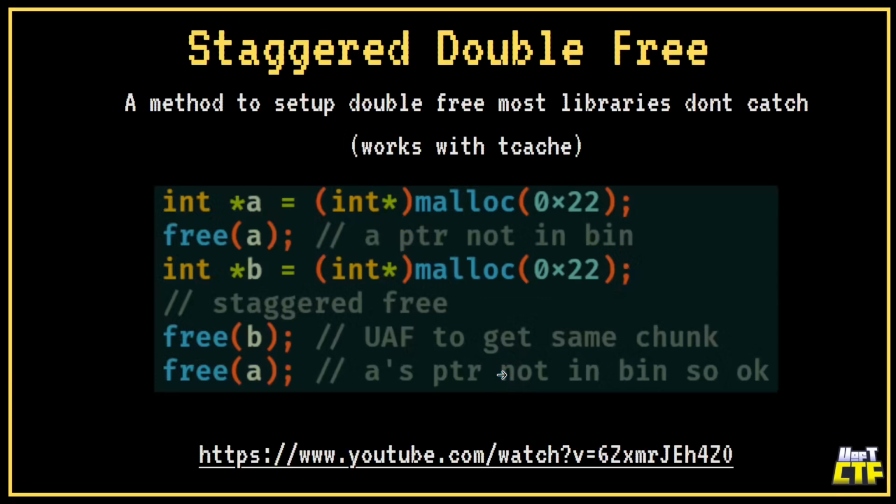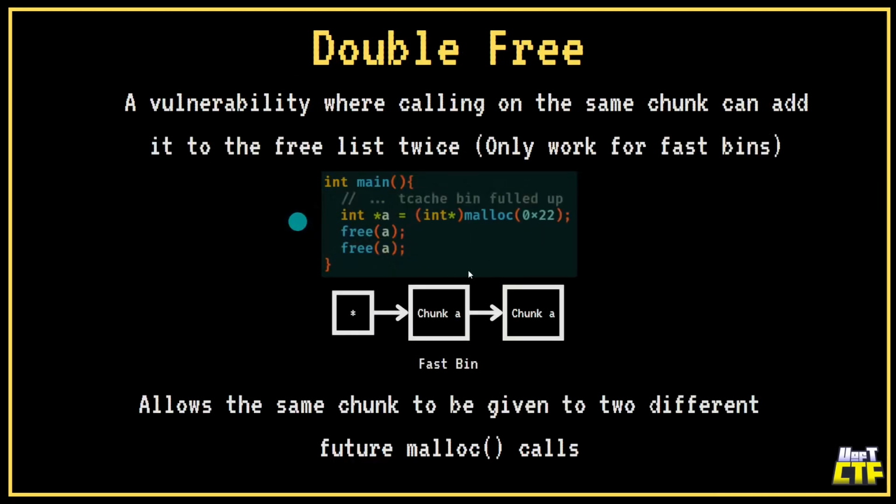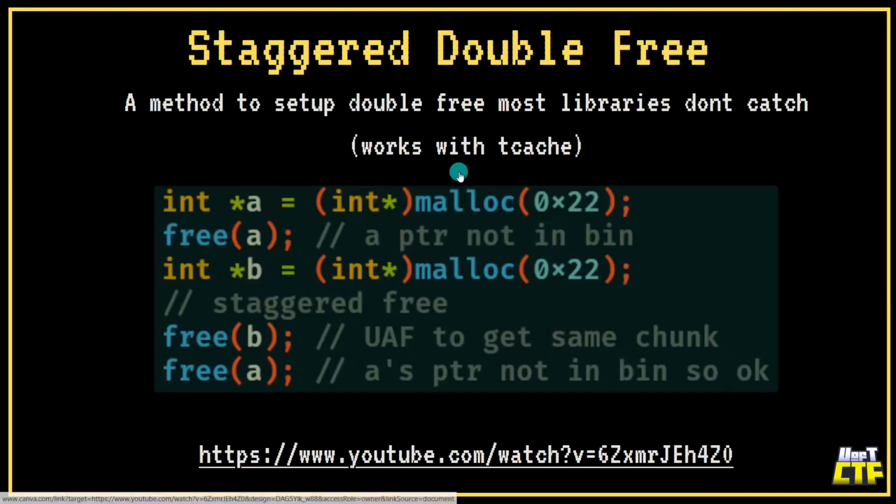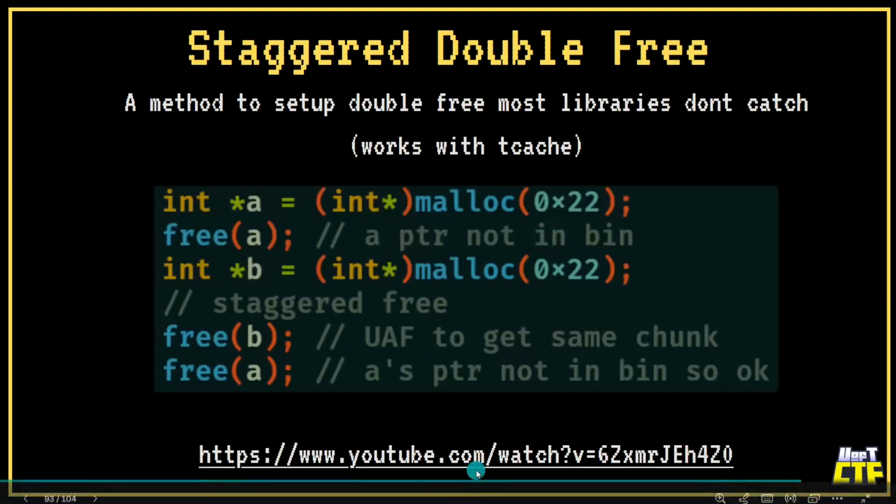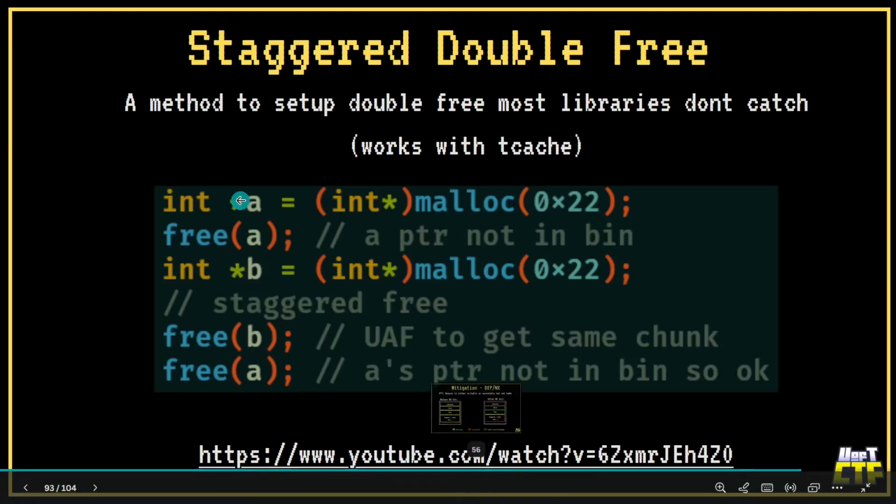Now in modern libc versions, that previous example might not actually work, but there is a variant of a double free called a staggered double free, and this is something that I learned from this YouTube video.